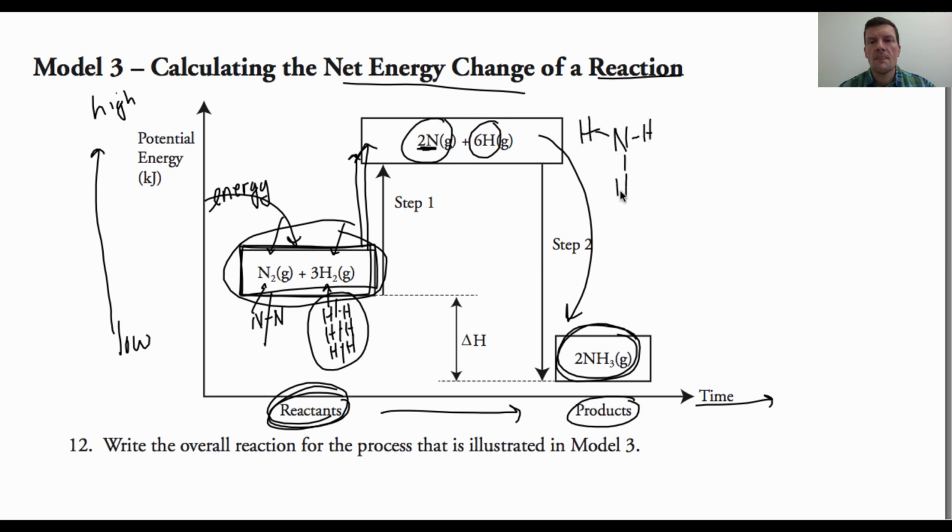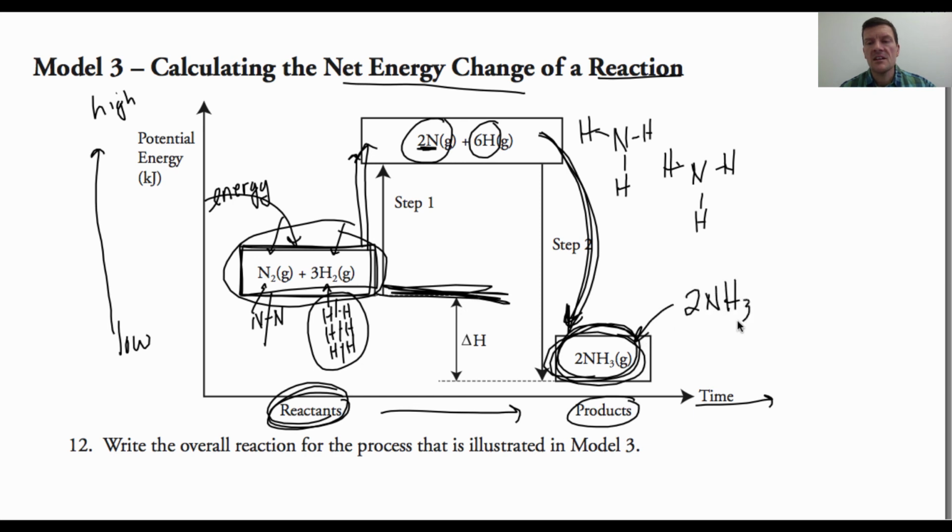ammonia, like this, now they've formed new bonds, and those bonds, when they're formed, releases energy. And actually it releases so much energy that it drops even further down than where it started. This energy position for the ammonia, the 2 moles of ammonia here, actually the bonds here are storing less energy, have less of a potential energy than the original bonds of the reactants. So it even drops further down and it's more stable.